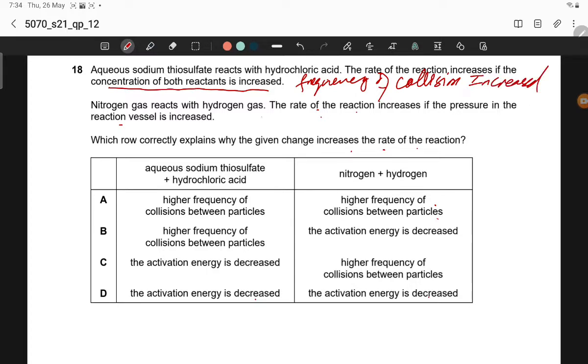Nitrogen gas reacts with hydrogen gas. The rate of reaction increases if the pressure in the reaction vessel is increased. Particles become closer because by increasing pressure, volume is decreased. They become closer, with more frequent collisions.